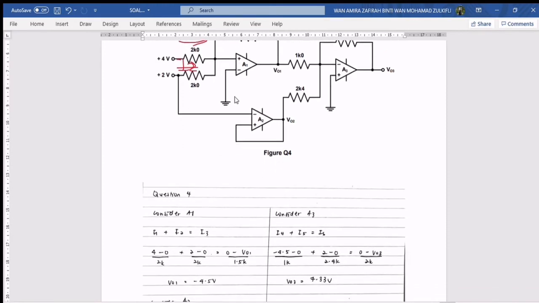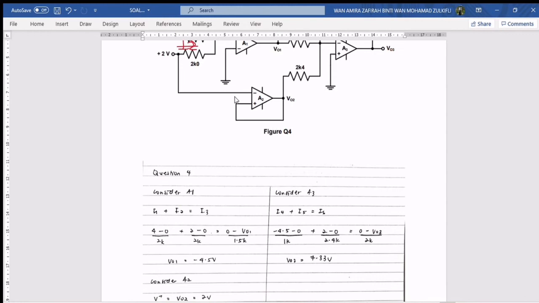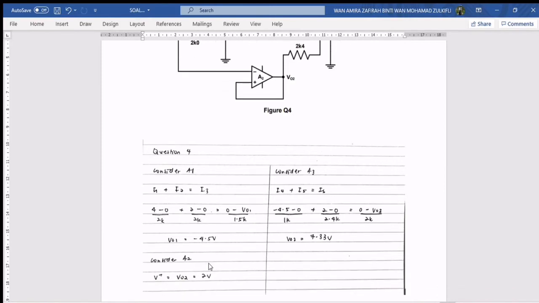So the equation for I1 is 4 minus 0 over 2k plus I2, 2 minus 0 over 2k is equal to current out, which is I3, 0 minus Vout1 over 1.5k. So we calculate the equation and we get the value for Vout1 is negative 4.5 volt.